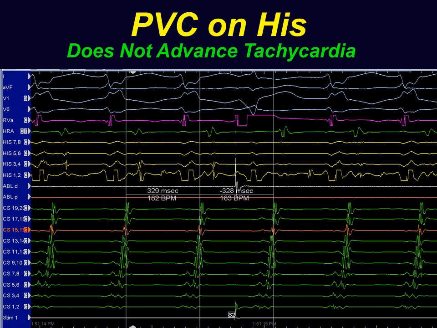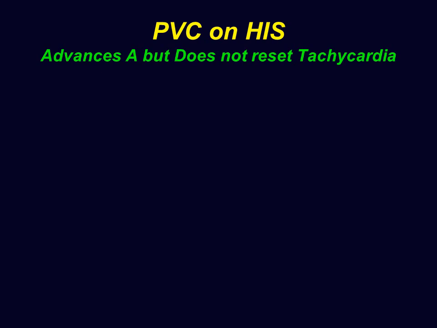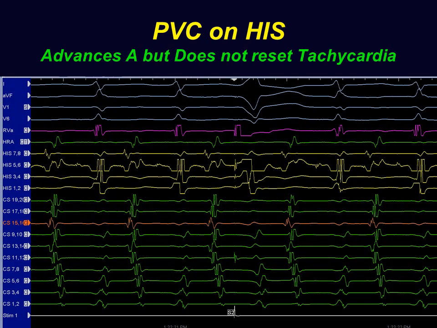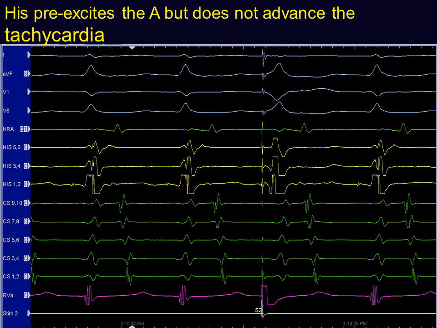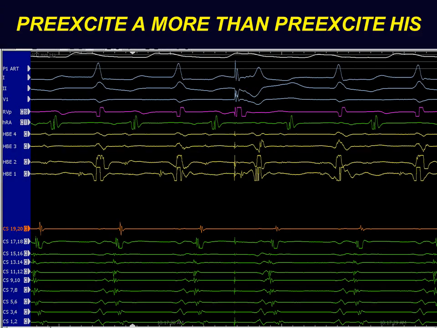On the other hand, if the PVC on His does not advance the tachycardia, then similarly here you can see that here is the tachycardia. Definitely this got pulled in. It fell on the PVC here on the His. But you compare this A to His to this A to His, it accommodated, increased in exactly the same amount, to preserve the tachycardia cycle length. Then you have to do the concept of a bystander pathway. So here too, the A to A got pulled in, but the tachycardia, you can see A to His is increased compared to this A to His.